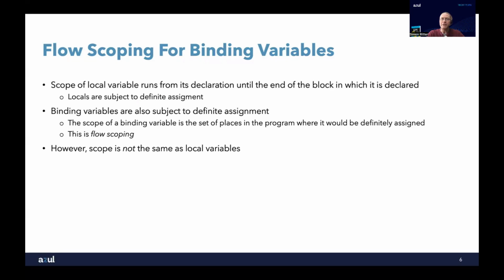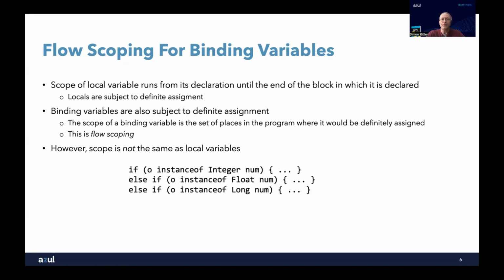In terms of our pattern binding variables, they are also subject to definite assignment. But in this case, the scope of our variable is all the places where it will have definite assignment. It will have an assigned value for it. If we look at the case of the if statement, the scope is where it definitely has assignment, which is in the true branch, but not in the false branch. So the false branch doesn't get included as the scope because it doesn't have a definitely assigned value. Now, what we call this is flow scoping. So it works in a slightly different way to local variables.